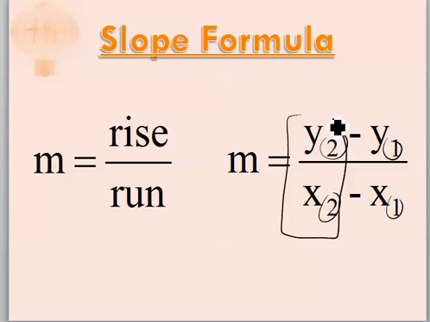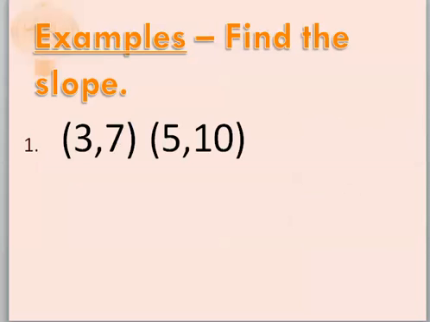You should always use the x and y from the same point for the first part of the fraction, and the x and y from the same point for the second part. Whatever y you start with on top, you must start with its partner x on bottom. So in our first examples, we're going to find the slope using y minus y over x minus x.